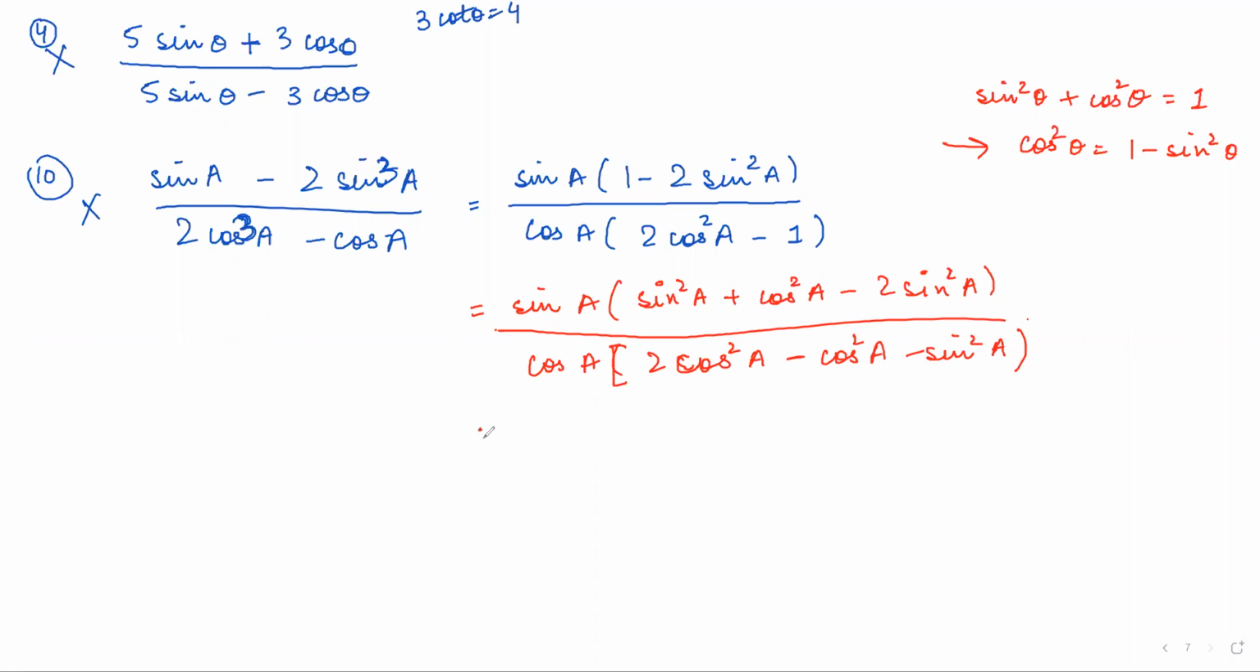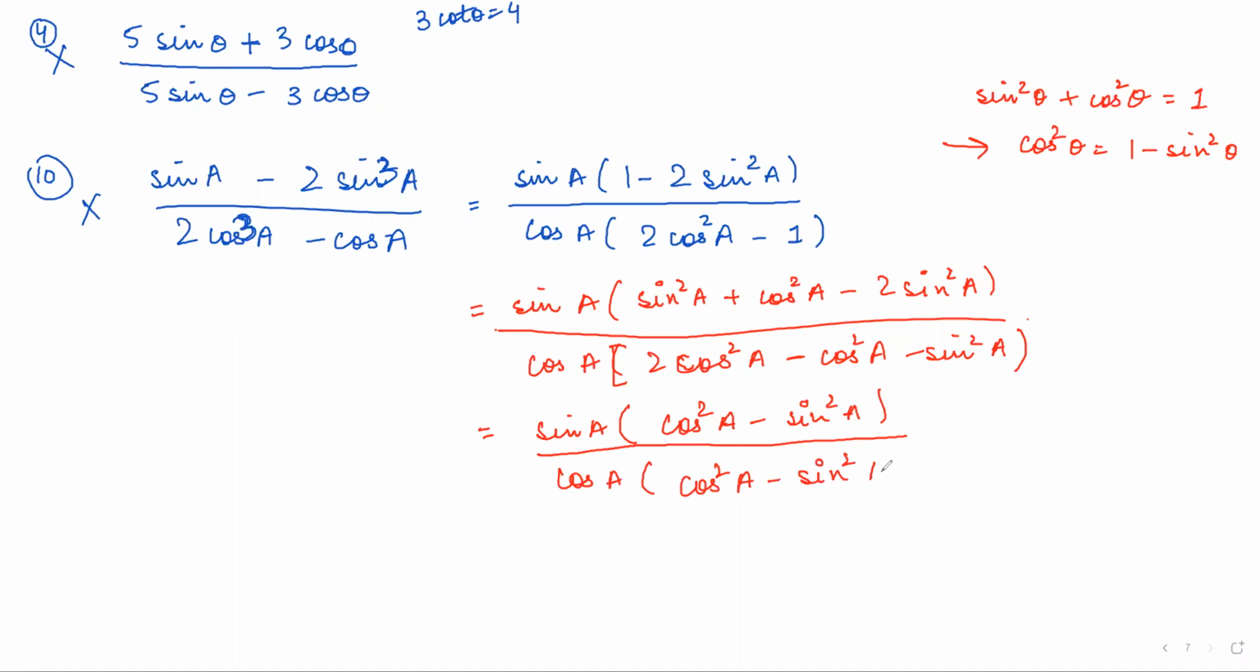Yes, ma'am. Now sine of A, you have sine square A minus 2 sine square A. So how many sine you have? Minus of sine square A, correct? And then in the denominator you have cos of A, and then 2 cos square A minus cos square A, that will be cos square A minus sine square A. So now you can see the whole bracket will actually cancel out. So sine A by cos A is tan A. Okay, ma'am.